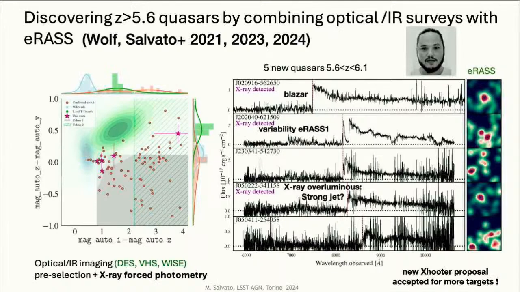I just want to bring up that before eROSITA, there were maybe 1 X-ray selected AGN at redshift 5; the others were X-ray detections, follow-up of objects known to be at high redshift from optical surveys.